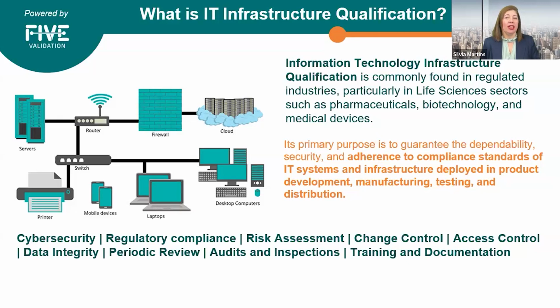Change control. It's expected that companies have a robust change control process in place to manage any modifications or upgrades to the IT infrastructure. Changes should be documented and assessed for impact on qualification status, including whether they are relevant to GxP, meaning impact on any system that impacts the final product. The term GxP comes from good practices. User access control. Ensuring that only authorized personnel have access to critical systems and data is crucial. IT infrastructure qualification includes measures to control user access, monitor activities, and maintain data integrity.